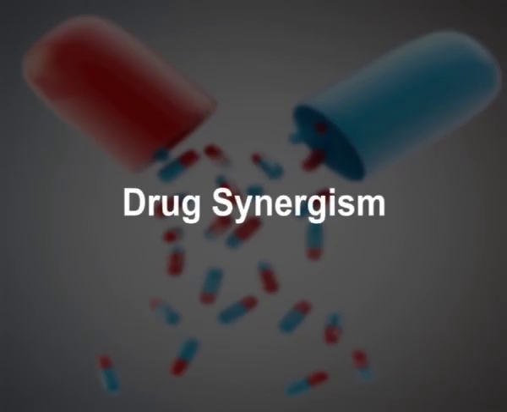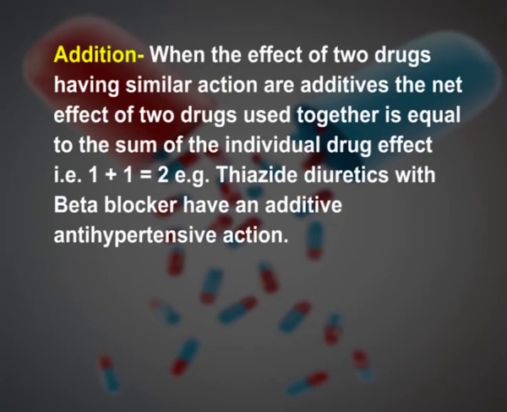First one, drug synergism. In this, the therapeutic effect of one drug is enhanced by another drug. It involves addition. When the effect of two drugs having similar action are additives, the net effect of two drugs used together is equal to the sum of the individual drug effect, that is 1 plus 1 equals 2. That is, thiazide diuretics with beta blocker have an additive antihypertensive action.